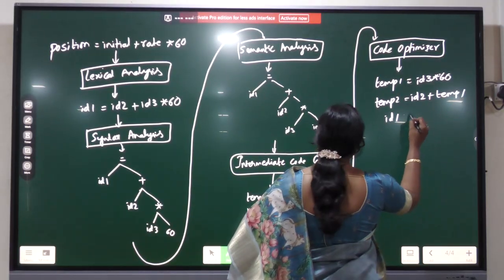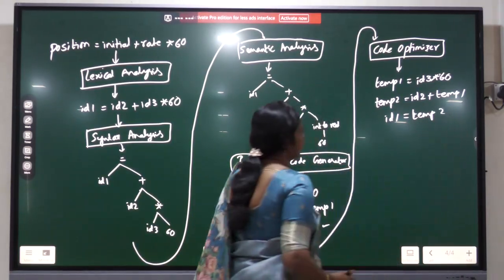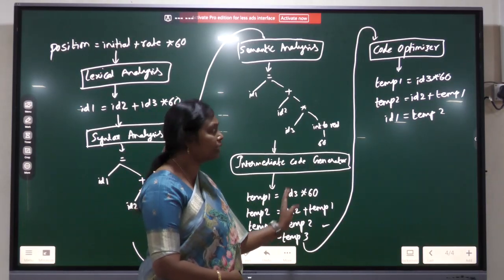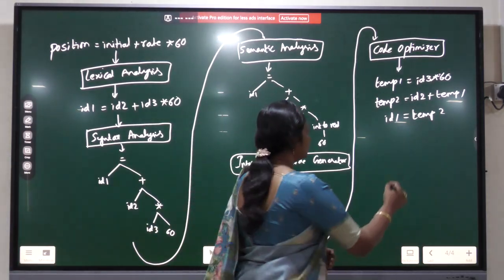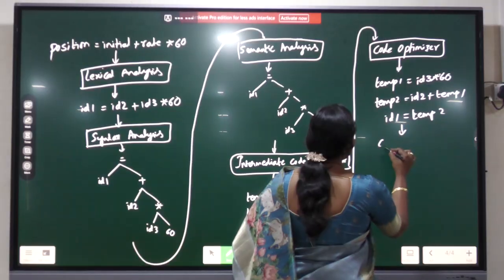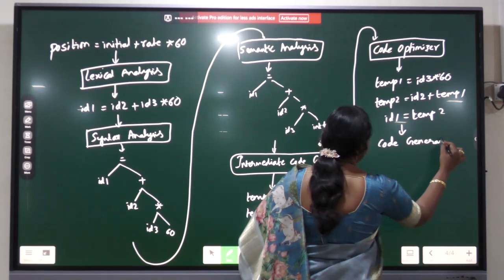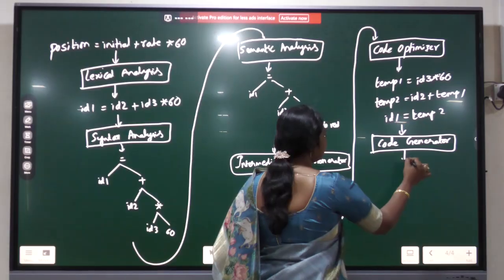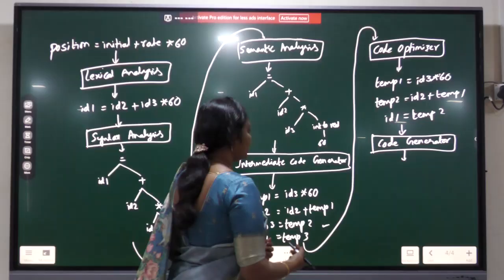Next we can directly assign this temporary variable 2 to id1. Like that, if any unnecessary lines of code are there, then we can remove them in a code optimizer so that the efficiency will be increased. Next, this will be given as input to the code generator.